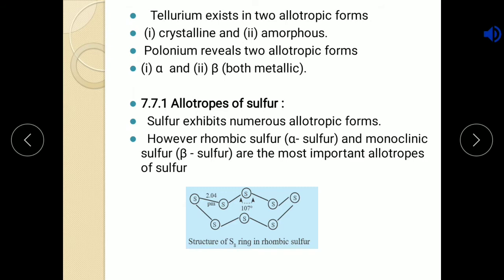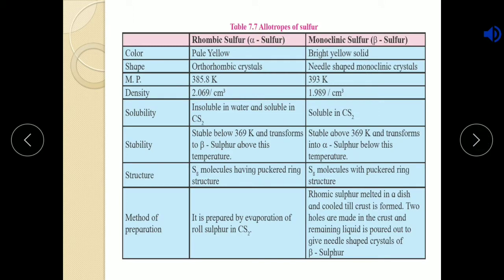Okay. Now we are going to compare these two forms of sulfur, that is rhombic sulfur and monoclinic sulfur, considering different points. So the tabular form of comparison is like this. We will start with the first point, which is color. If we consider the color of both the forms, the rhombic sulfur is pale yellow colored while monoclinic sulfur is a bright yellow colored solid. Shape of these two allotropes is like this. As the name suggests, the rhombic sulfur or alpha sulfur is orthorhombic in shape, while monoclinic sulfur is a needle shaped crystal.